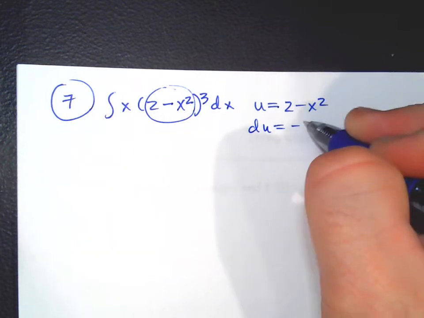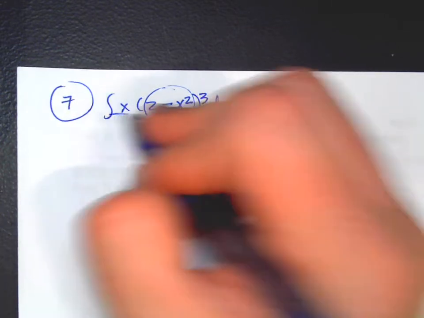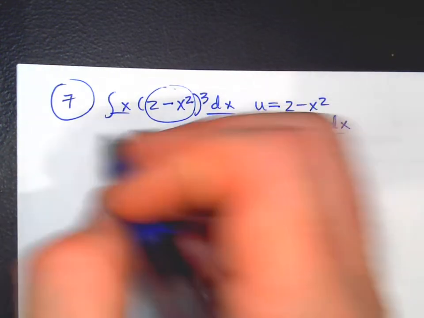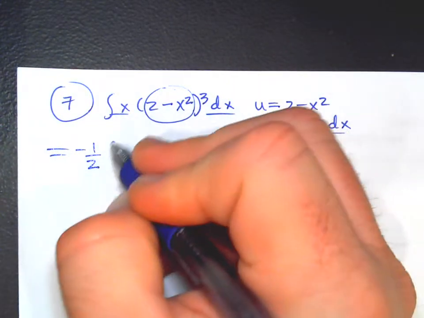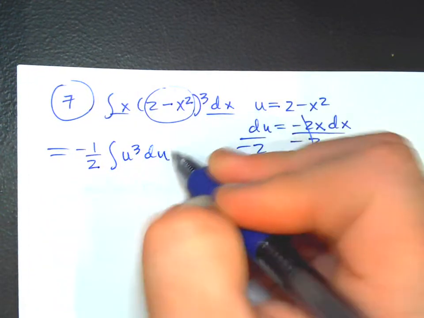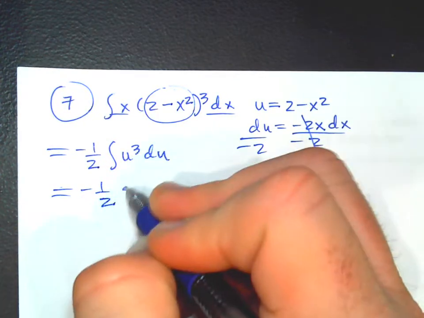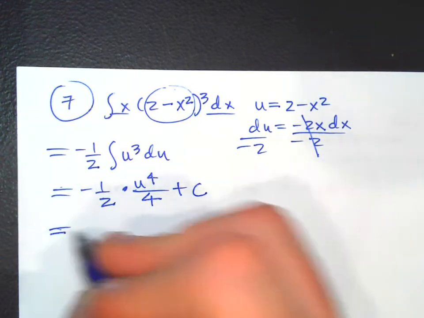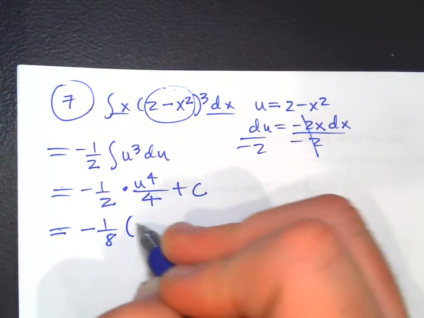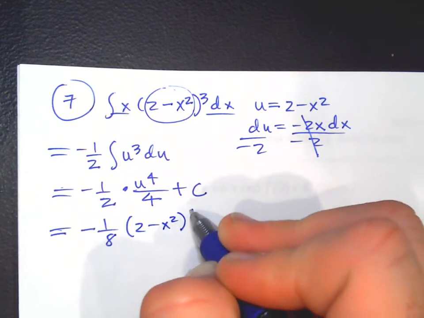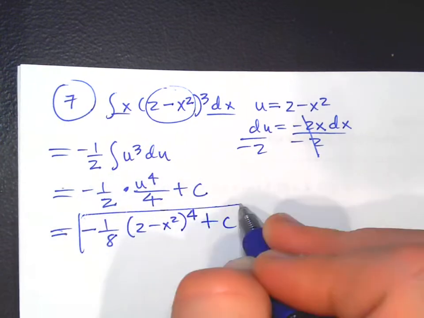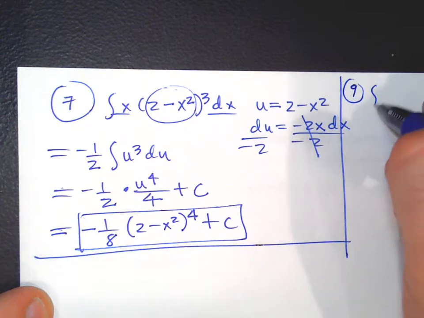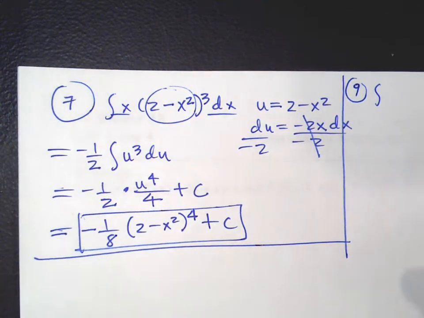Du equals negative 2x dx. I need x dx. I don't want the negative 2. Easy fix. Divide by negative 2. Put a negative 1/2 in front. And then you have u cubed du. It's just a power rule. Negative 1/2. Bump it up 1. Divide by the new exponent plus c. Rewrite it without u's in it. 2 minus x squared replaces the u.